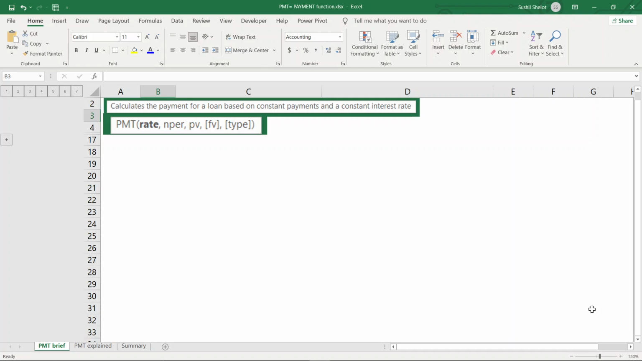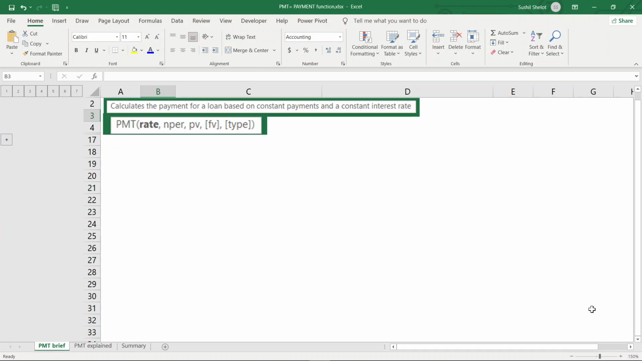PMT calculates the payment for a loan based on constant payments, so the installments of the loan repayment are constant or equally distributed, and a constant interest rate. The interest rate is not fluctuating or varying, it is constant across the payment term. Well, what are the arguments required in the PMT?